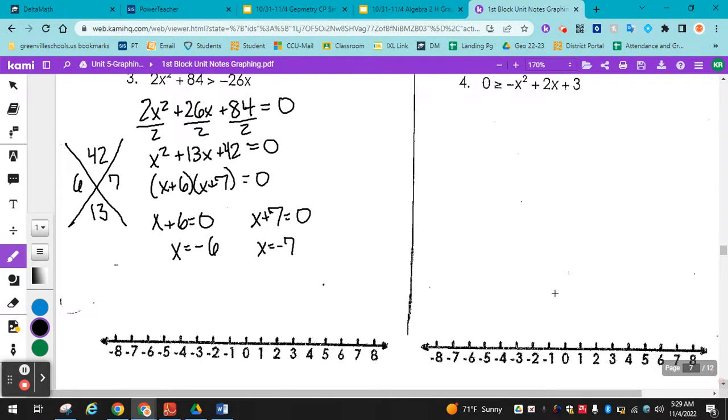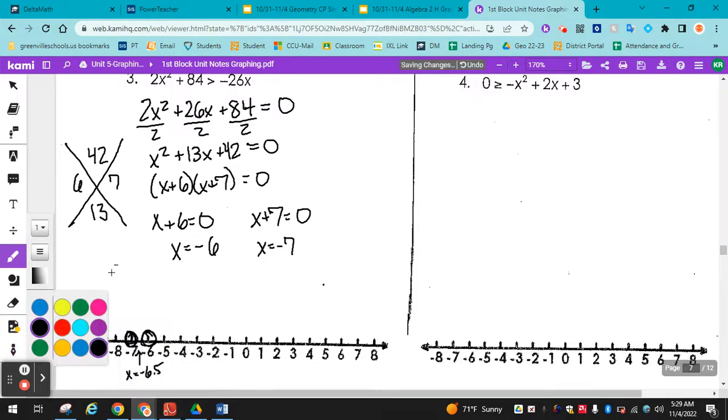Plot those. This one, again, is just greater than, so they'll be open at these plots. Look how close it is together. And then to test a point in the middle, it's going to have to be a fraction or a decimal. Negative 6.5. That's what I'll plug in.